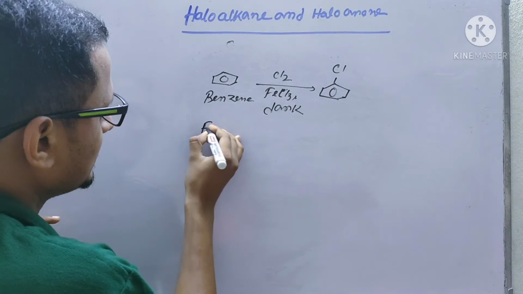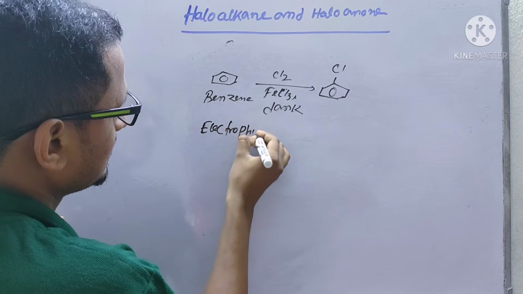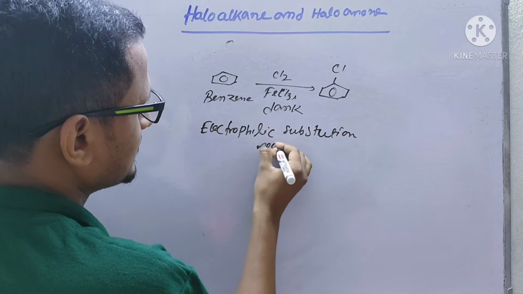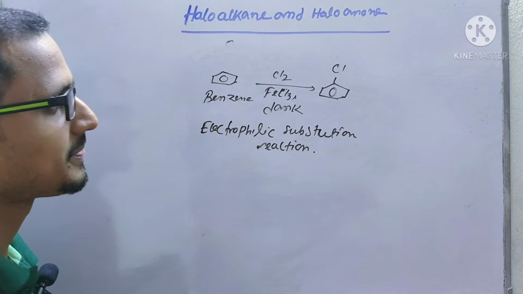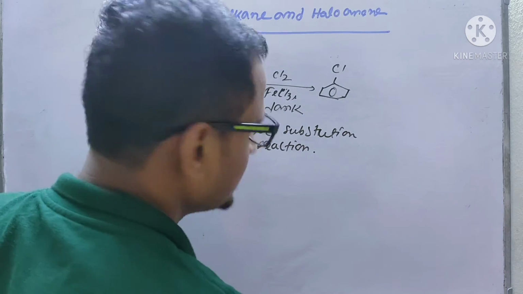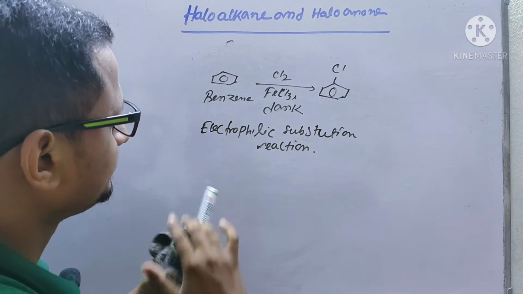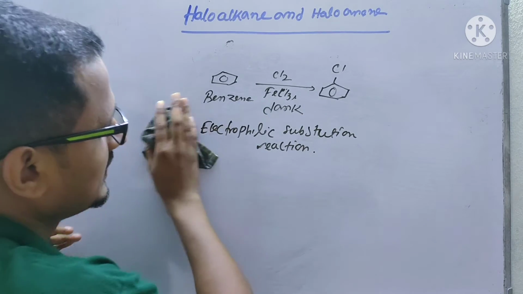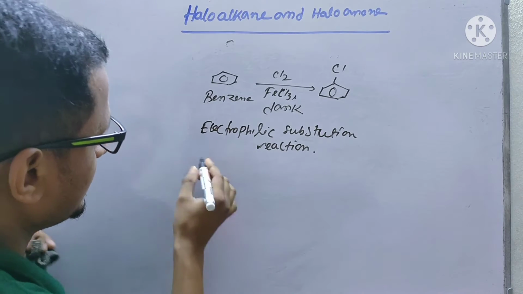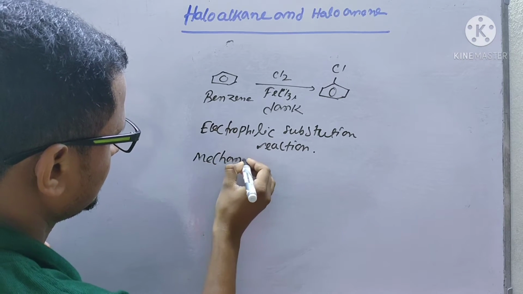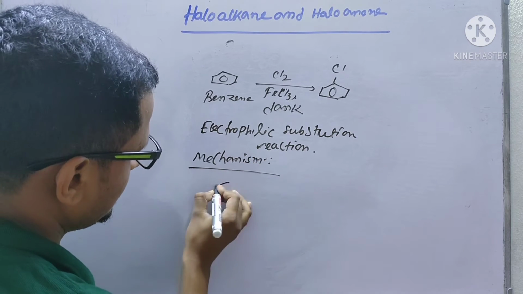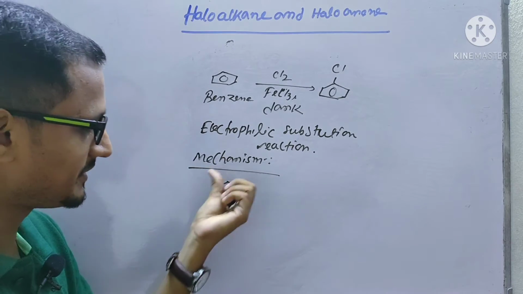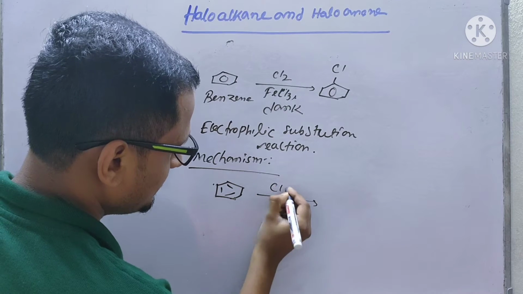And this reaction is nothing but an electrophilic substitution reaction. So by normal electrophilic substitution reaction, you can easily prepare chlorobenzene. Now, if you want to see the mechanism of this reaction, a normal electrophilic substitution will take place. Now see here, what is the mechanism of this reaction? That I am writing here. This benzene has three conjugated pi bonds. This is the pi bond. Now this chlorine is nothing but Cl-Cl.